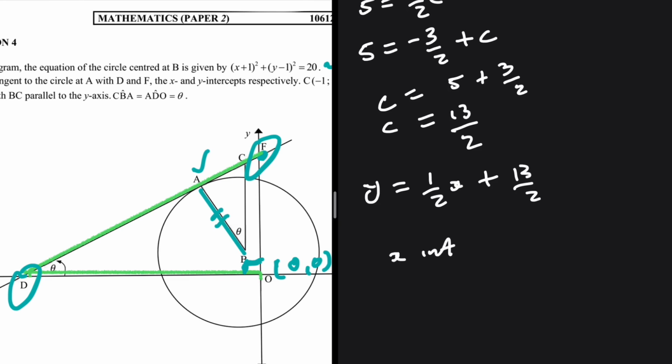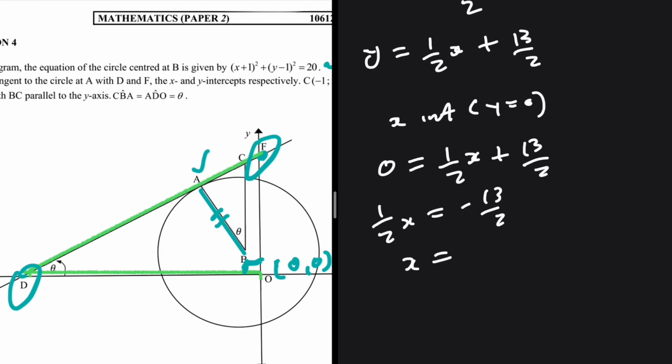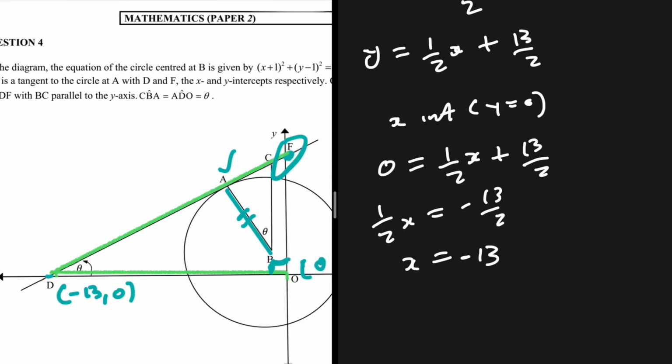So x-intercept, I will let y be equal to 0. So we get 0 being equal to a half x plus 13/2. So a half x is equal to -13/2. So x is equal to minus 6.5 multiplied by 2. That should be 13, right? So the coordinates of D, we have x being -13 and y being 0. X is -13 here. So that's the coordinates of D.